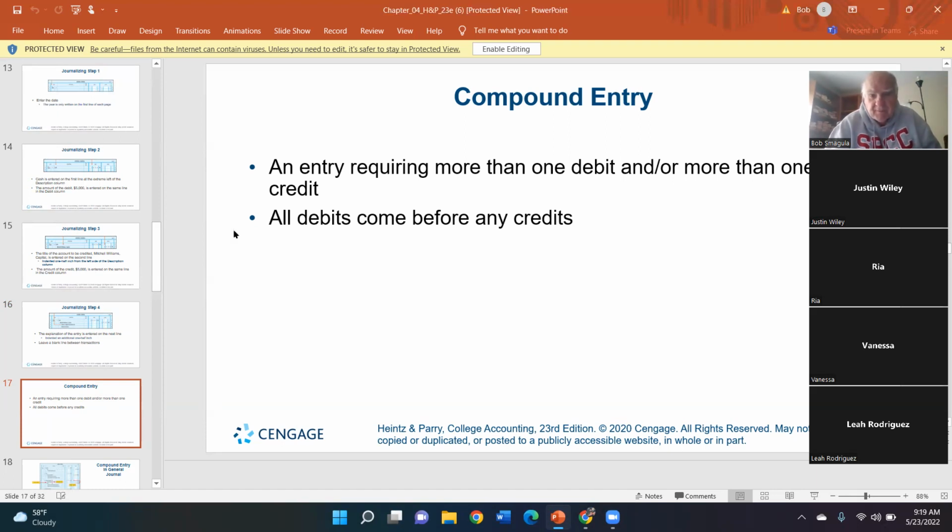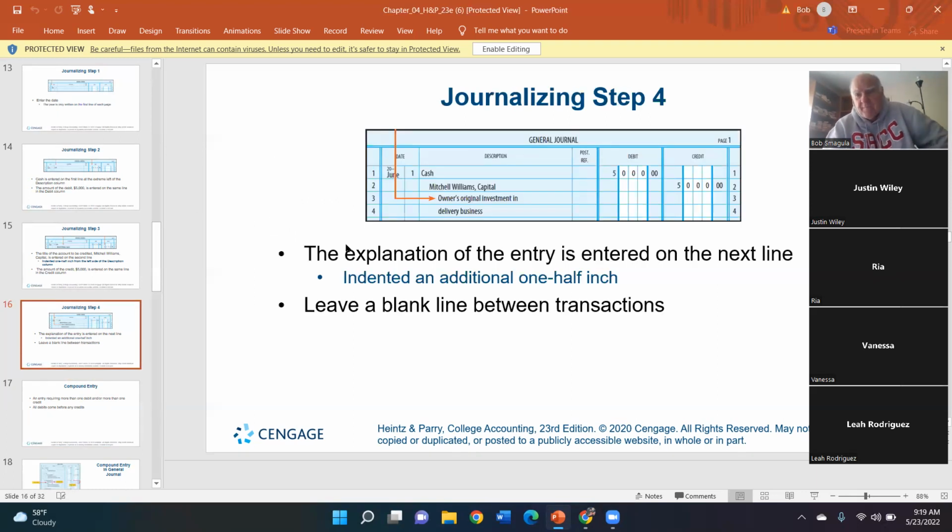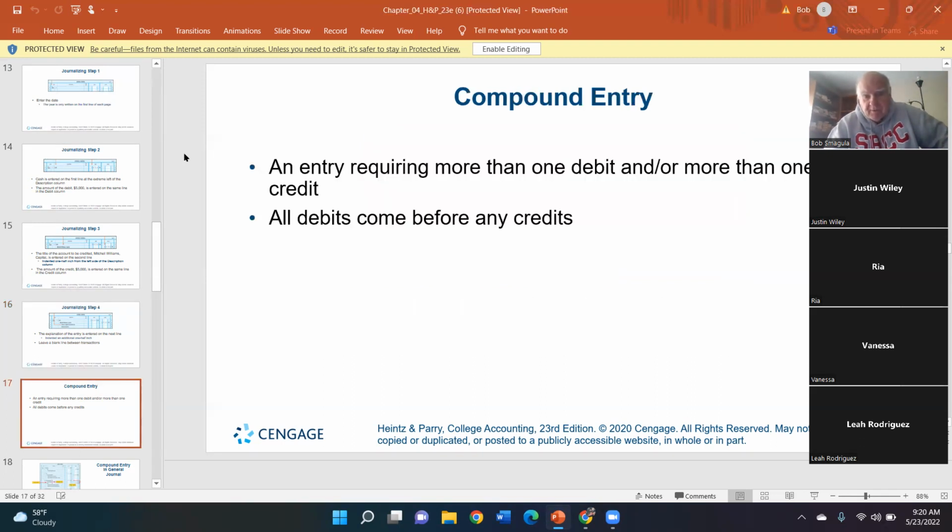And here's something else I didn't mention. I just realized all debits come before any credits. When possible, list the debits first. Notice they started with cash. You could have put the credit on top and the debit on the second line, and you would not be wrong, but that would really foul anybody up who's trained to process financial information. That's not the convention. And as a courtesy, let's put the debits on top and indent the credits. Compound entry.